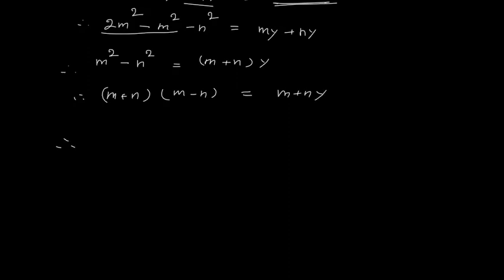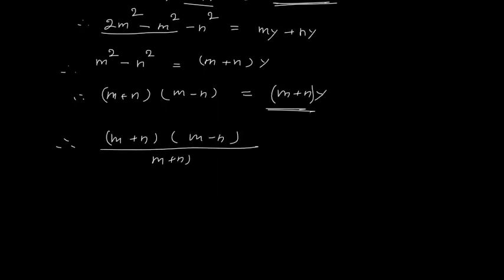Therefore now I will bring this m plus n from the right side to the left side. So I will get m plus n into m minus n whole divided by m plus n is equal to y. So this m plus n will cancel, and finally I have y is equals to m minus n.